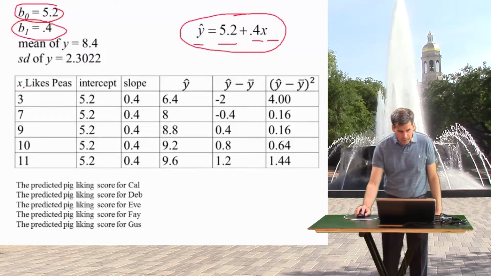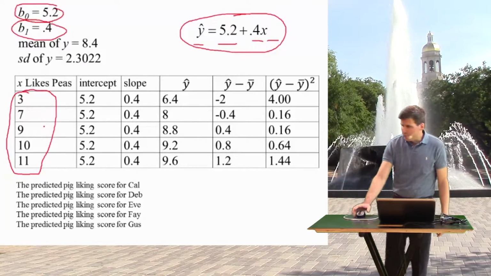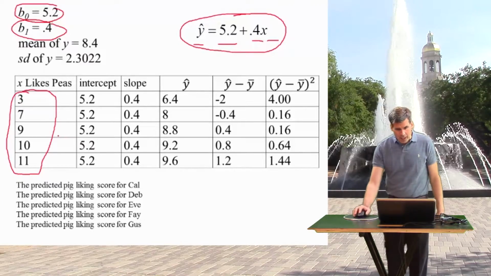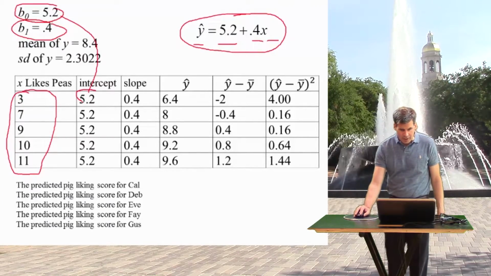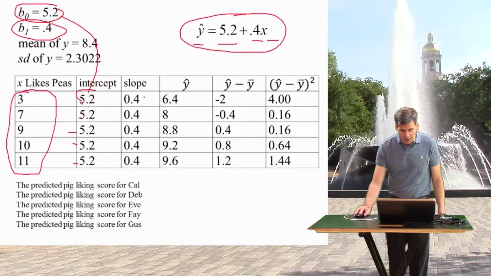So down here, here's what I gave you. I gave their x scores, how much they like peas. Their scores for x are right there, 3, 7, 9, 10, and 11. And then I just wrote the intercept, 5.2. I just plugged that in right here. And I just wrote it the same for everyone because it's the same. The intercept is a parameter estimate. It's the same for everyone. And then I wrote the slope right here, 0.4, 0.4, 0.4, 0.4.